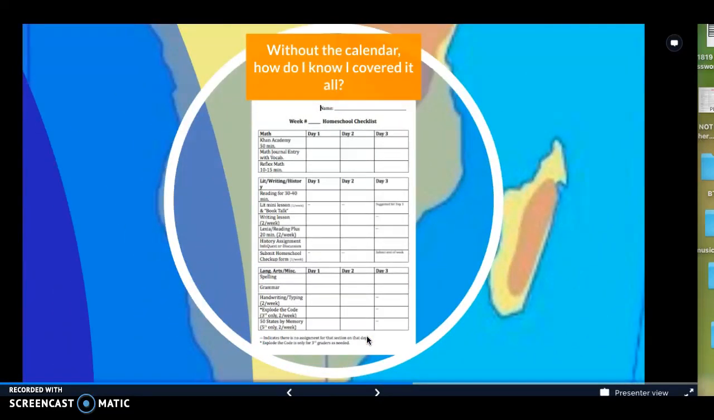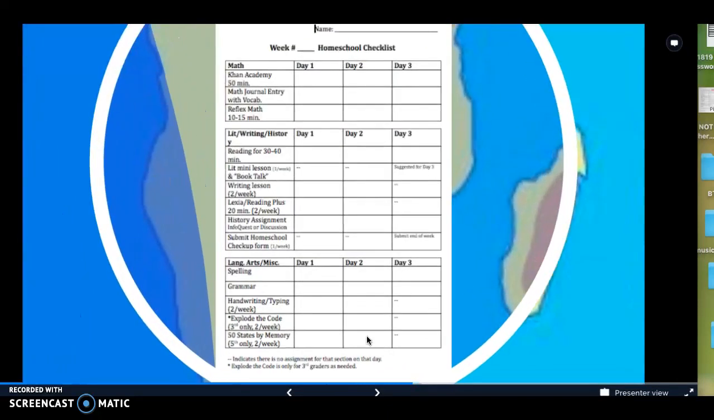All right, so without the calendar, we don't use the calendar like the other A-Track and B-Track classes do. So how do you know that you've covered it all? This is in the printables for both the beginning of the school year, and also it will be at the top of every unit. I really encourage you to print this out and put it in a sheet protector so that you can use it daily and weekly with your student. And this checklist will make sure that you're covering everything without forgetting anything.